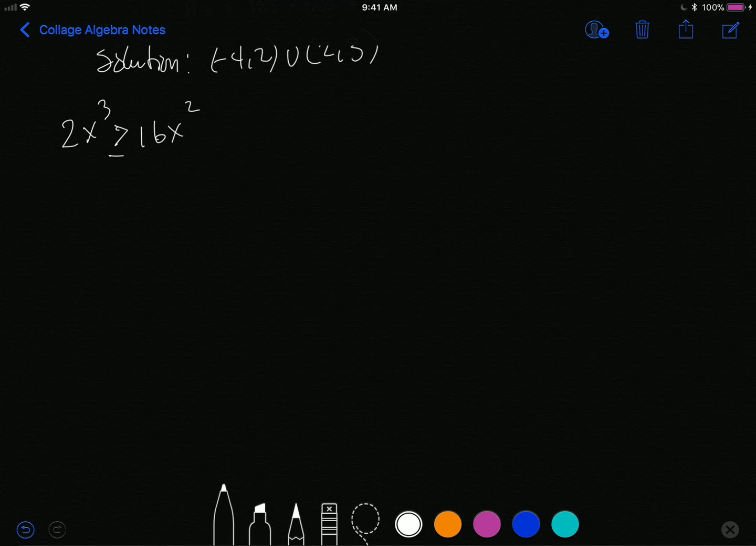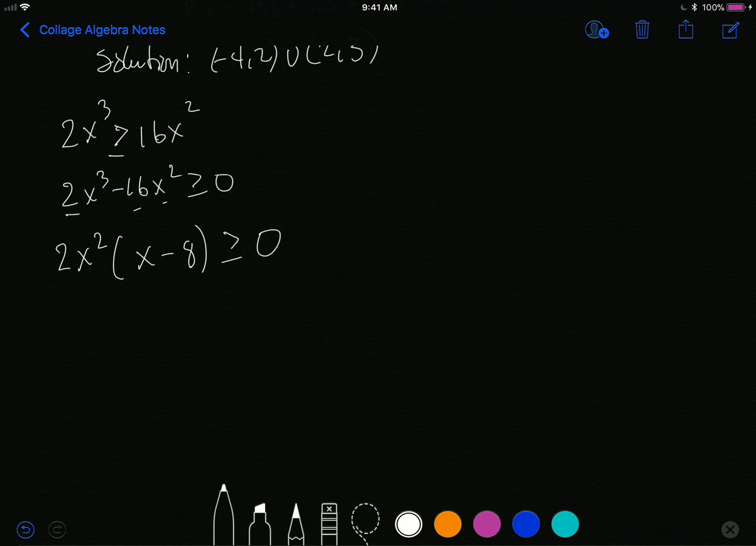Well, I take the 16x squared over, 2x cubed minus 16x squared is greater than or equal to 0. I factor. Well, I see they have a 2 in common, and I see they have an x squared in common. And so I factor those out. So that is going to be 2x squared, open parentheses, and that's going to be x minus 8 is greater than or equal to 0.